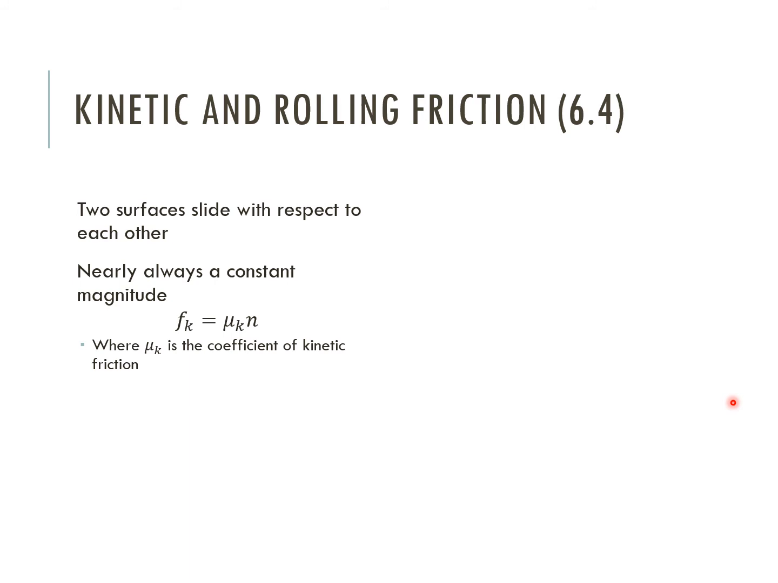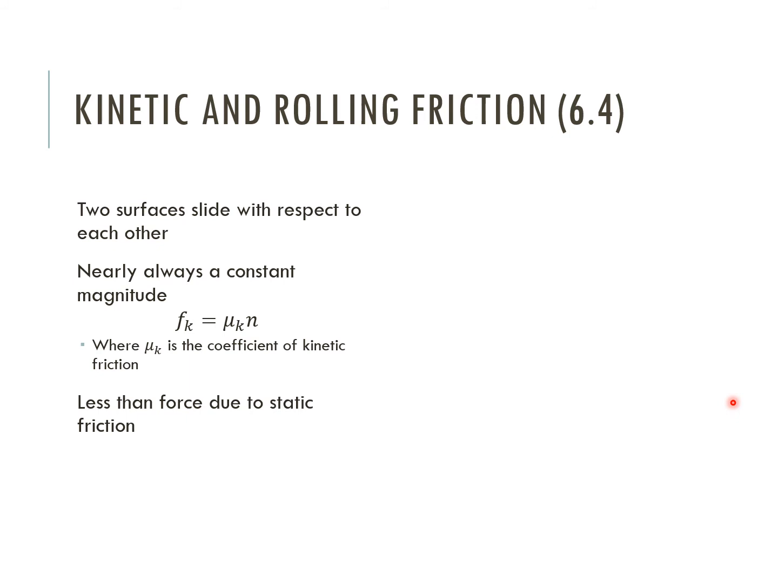So simply, we'll just take the coefficient of kinetic friction, whether that's given in the question or you have to look it up in a table, I think it's 6.1, it might be 6.2. It's on the next slide. Just pull it from the table and we're good.